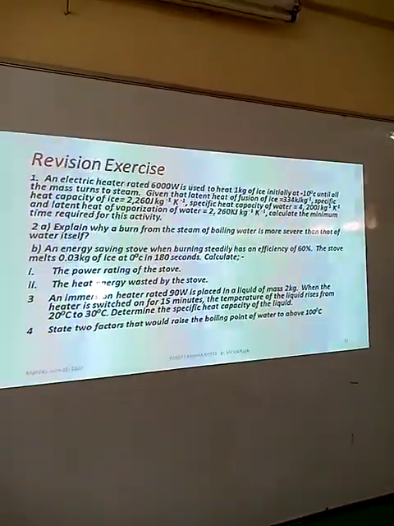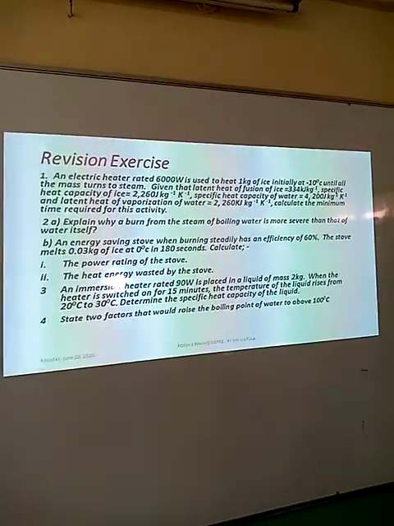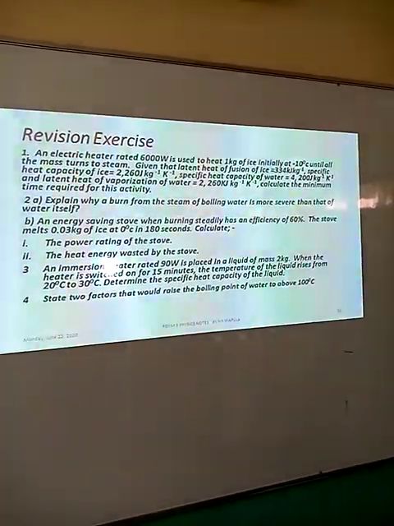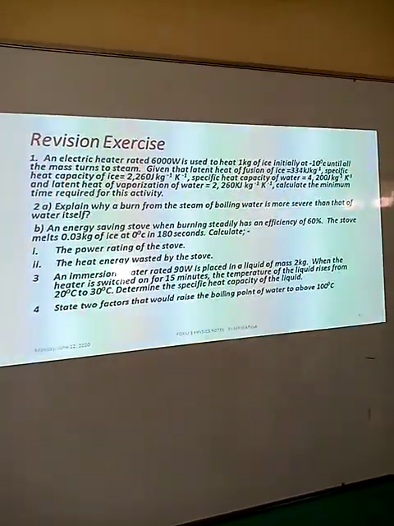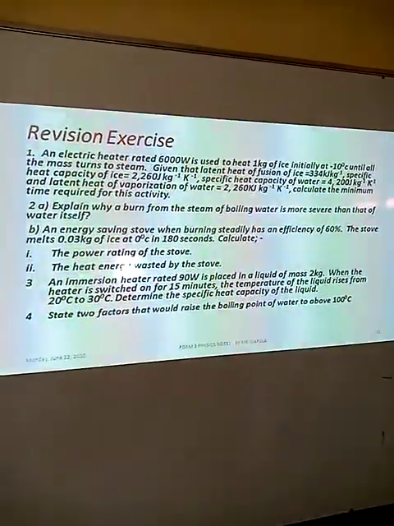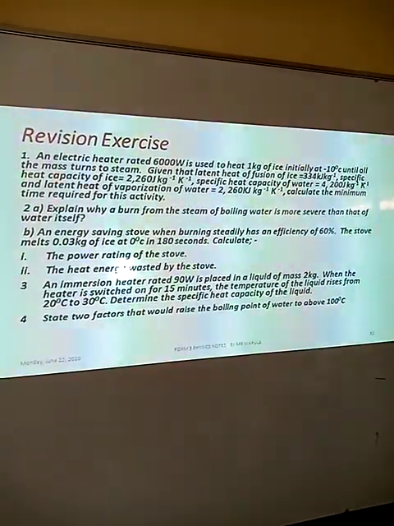So we will now look at this topic. These are revision questions on the same topic. Having gone through it, I believe you'll be able to answer all, if not all, then most of the questions in this case.